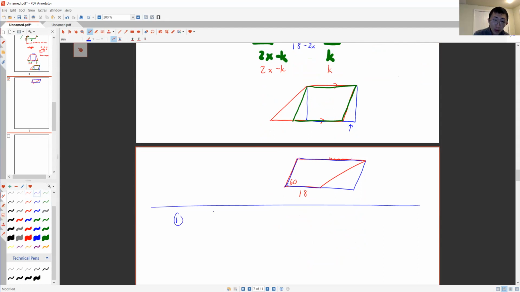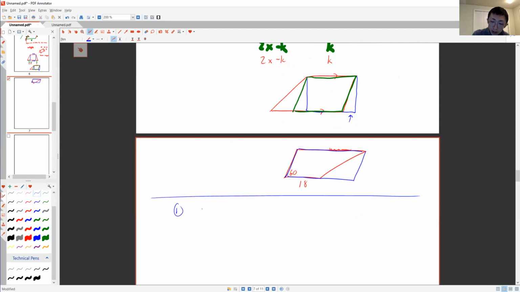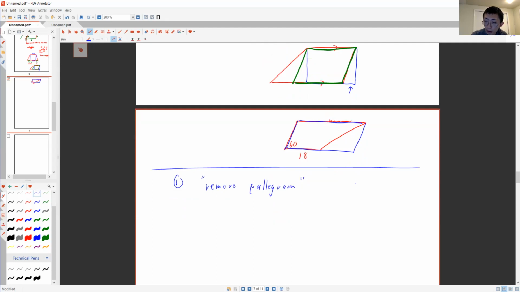So let's review, what were the key steps? The first step was recognizing that to attack a trapezoid problem, you can remove a parallelogram to make it a triangle problem. I misspelled that, but it's okay. So as long as we remove a parallelogram along the shorter base, then it becomes a triangle problem with the green triangle. The second key step was to notice the triangle inequality.